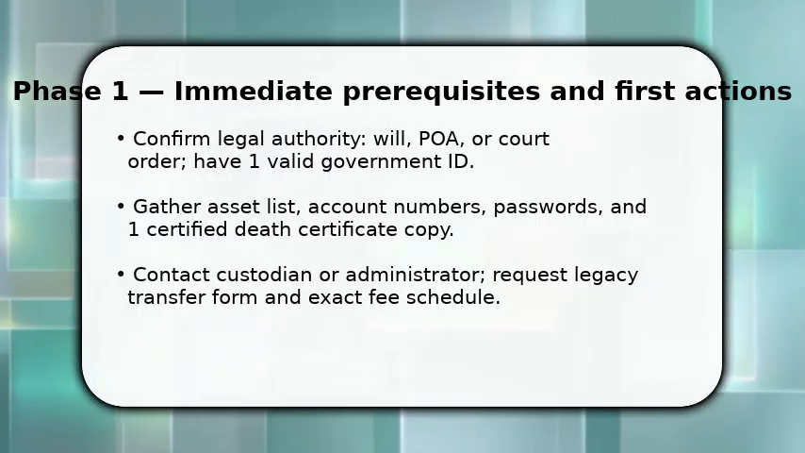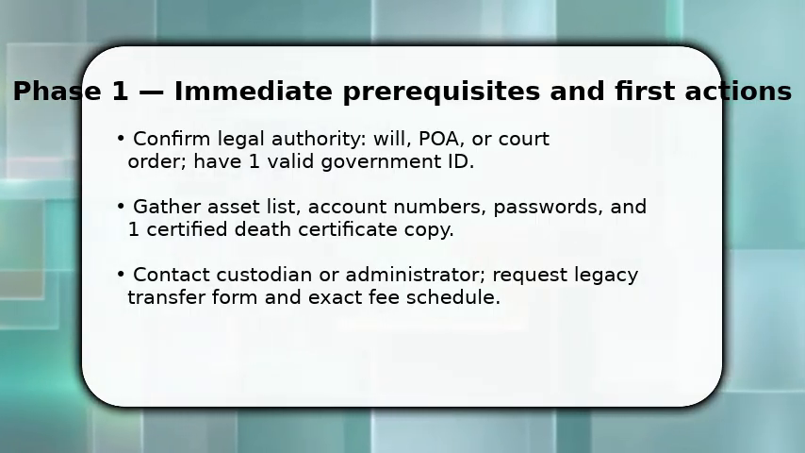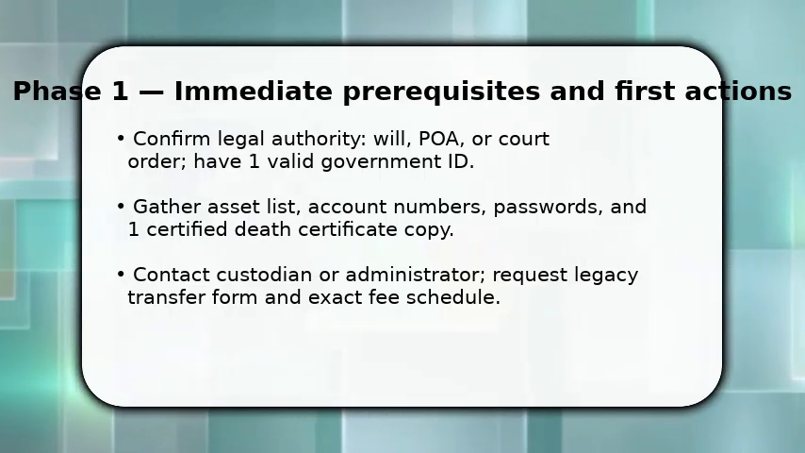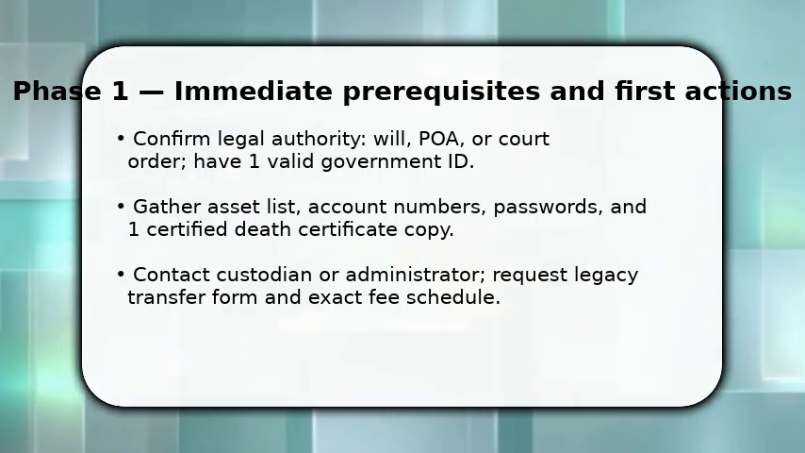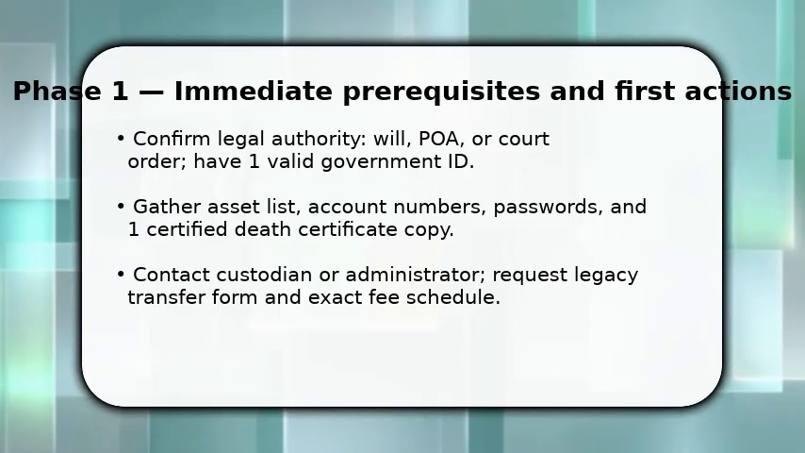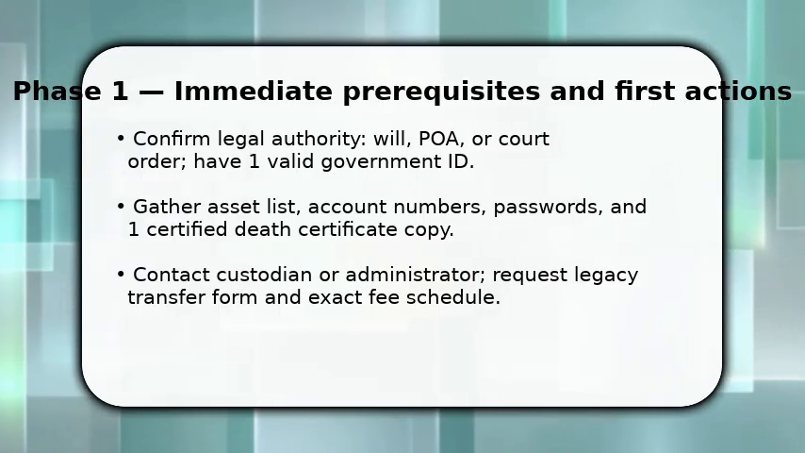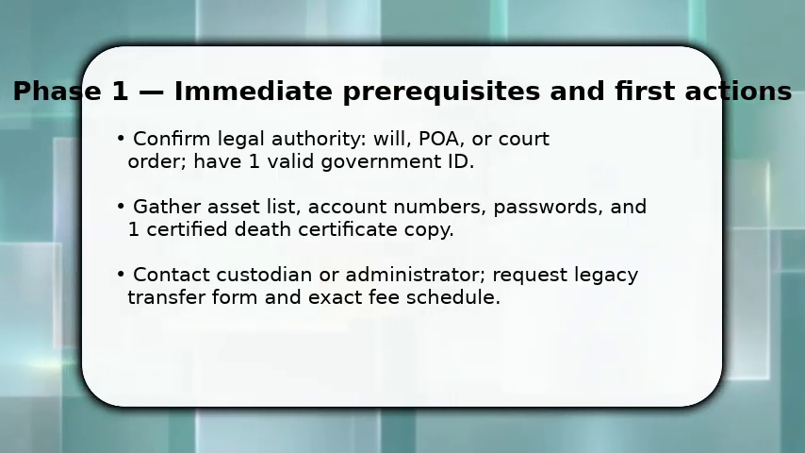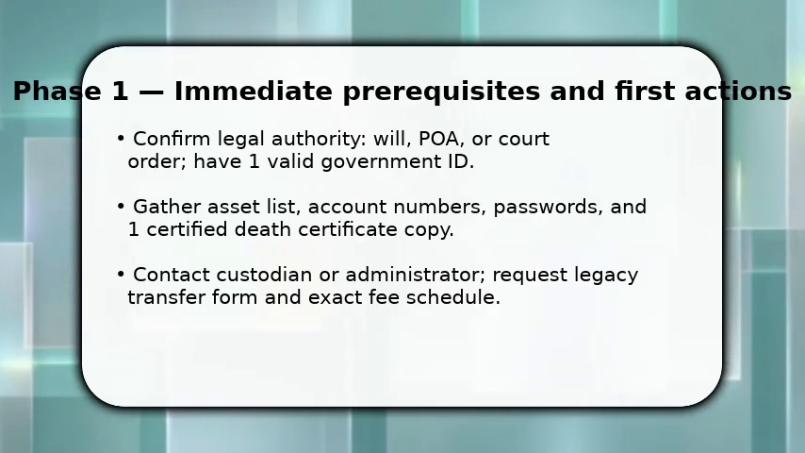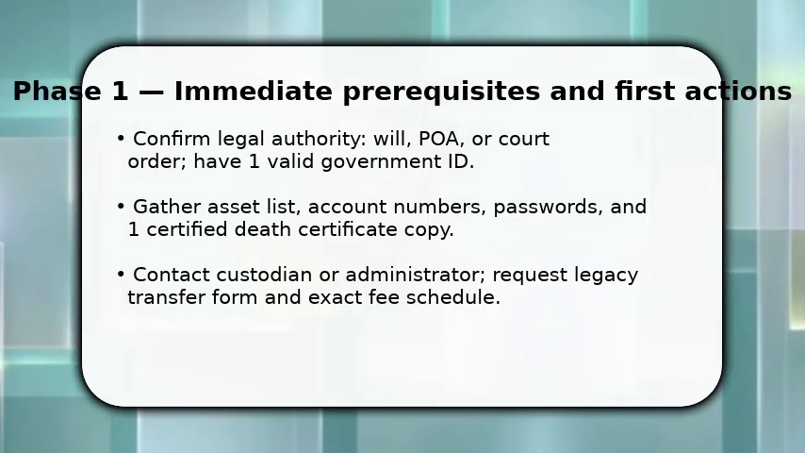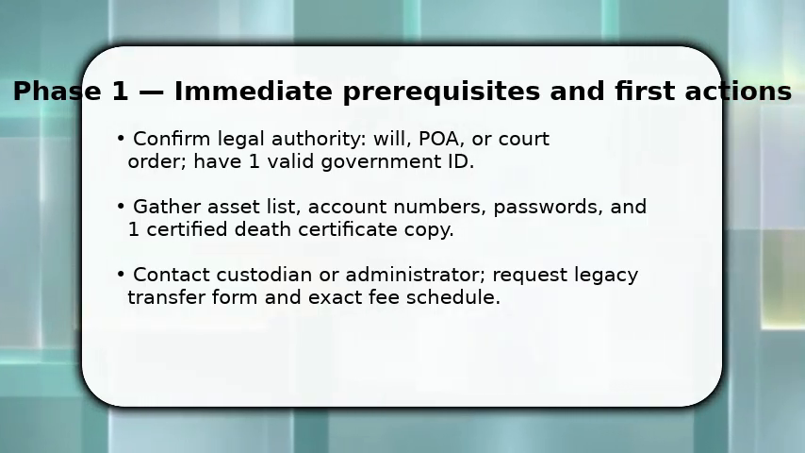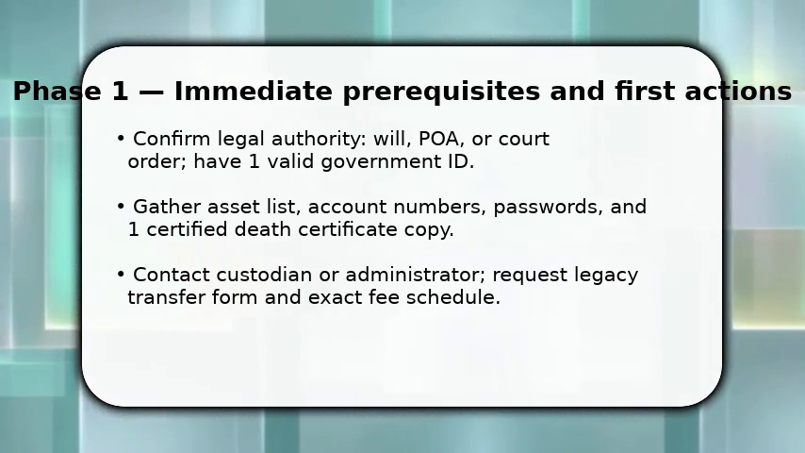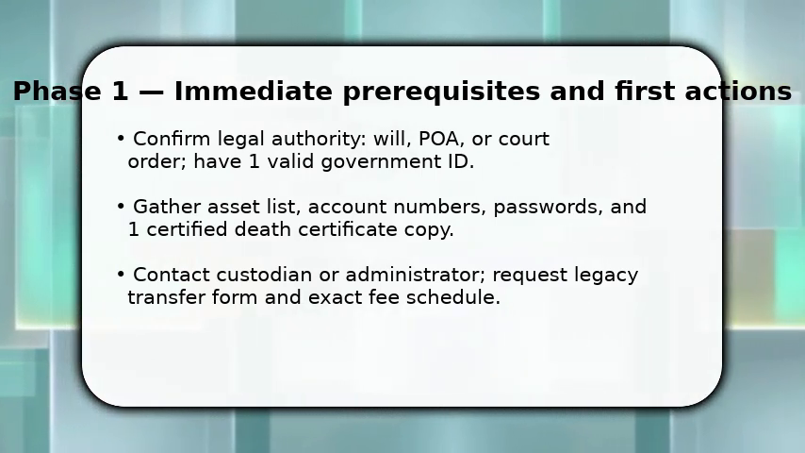You start by confirming authority, will, power of attorney, or court order, because you must be authorized to move assets. Once confirmed, collect a clear list of accounts, paperwork, passwords, and one certified death certificate. This speeds approvals. Then immediately contact the custodian or administrator and request the legacy transfer form plus the exact fee schedule. Make sure you note filing addresses and required attachments. This first action reduces back and forth and prevents delays later, so do it now and keep copies.